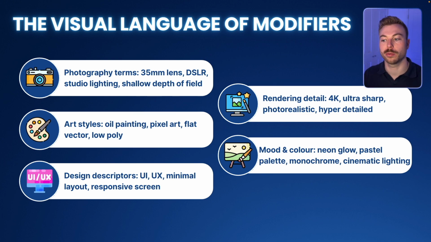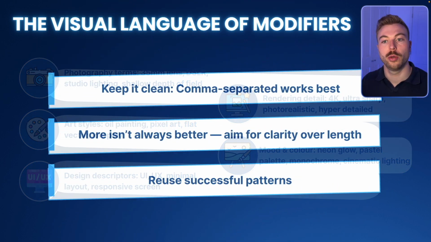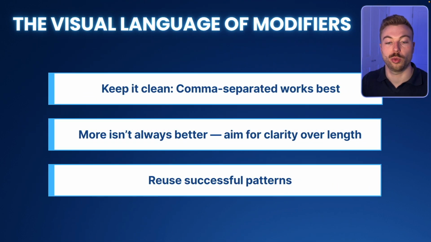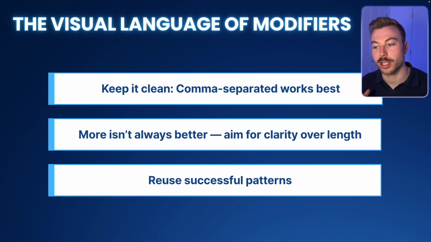They're token-optimized phrases, sentences, words that we can use in our prompts to get the best output that we're looking for. And why is this important? Well, again, as we mentioned, we want to be keeping our prompts as clean as possible with comma-separated sentences to get that output. More isn't always better. Let's aim for clarity in those keywords over length.